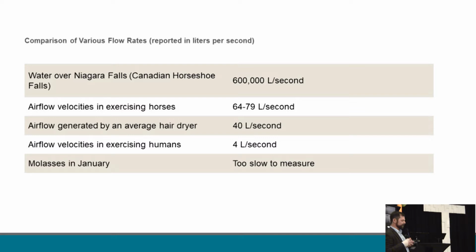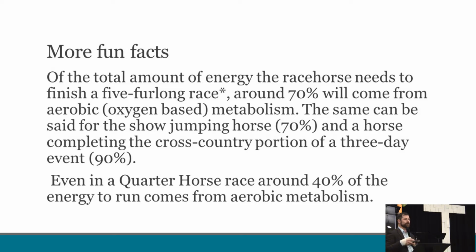This little chart here just shows, again, a few fun stats. A comparison of various flow rates, in liters per second. Water over Niagara Falls, about 600,000 liters per second. Airflow velocities in exercising horses, 64 to 79 liters per second, which is not quite twice what you're going to get out of a hairdryer. Whereas an exercising human is down there at about 4 liters per second, and molasses in January is reported as too slow to measure. I'm really not trying to dog on human athletes here either. I just hope it highlights just what amazing athletes horses are.